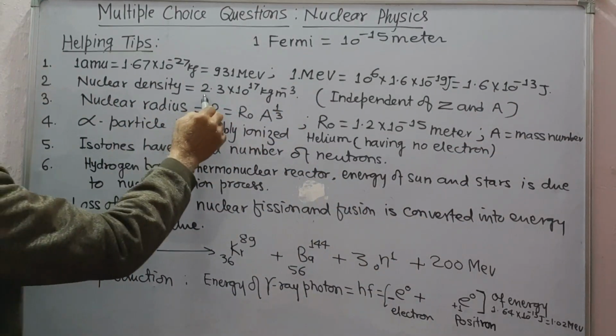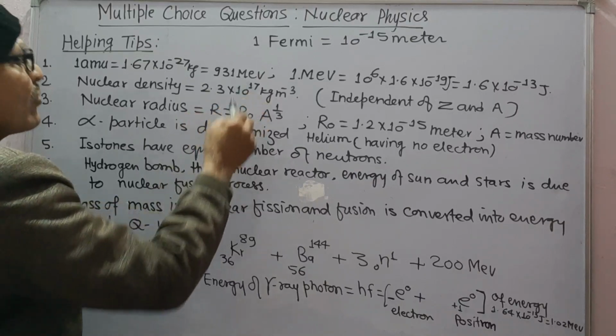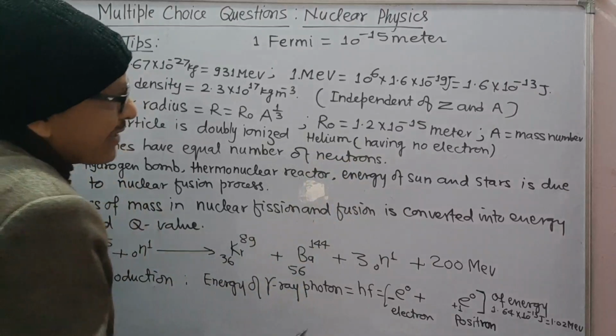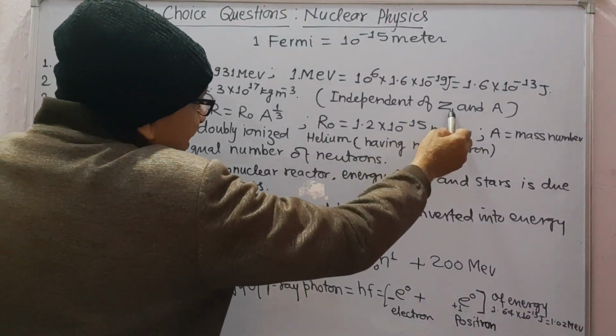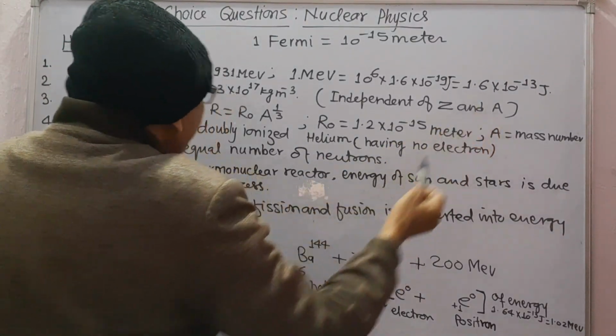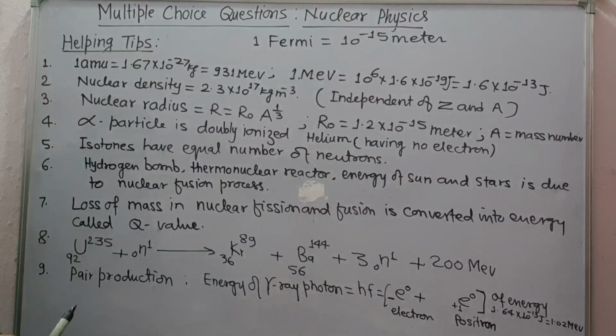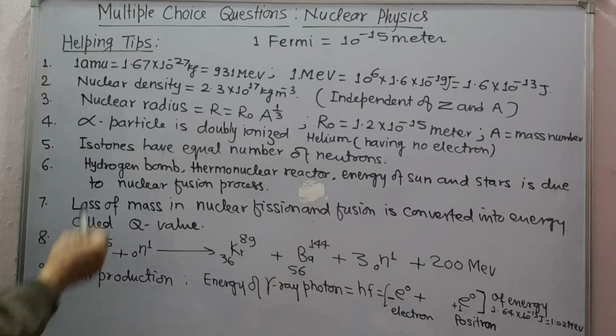Nuclear density is 2.3 × 10^17 kg per meter cube, which is independent of atomic number Z and mass number A. It means nuclear density is the same for all nuclei, all elements.